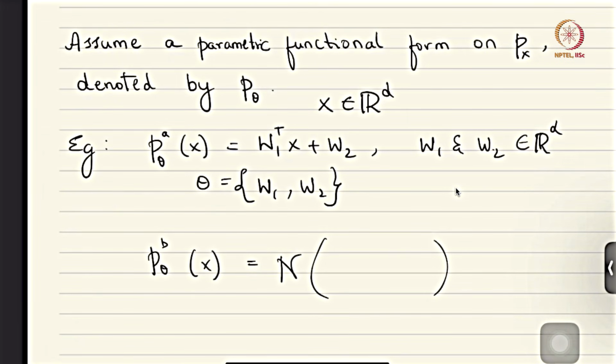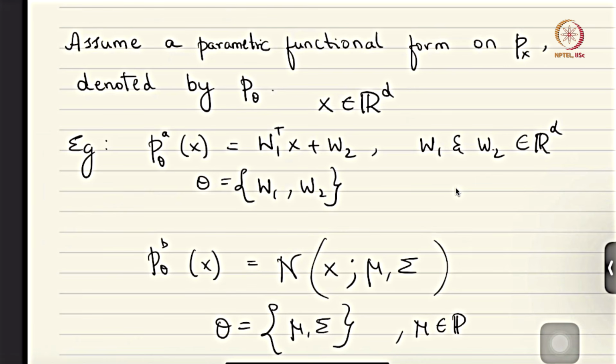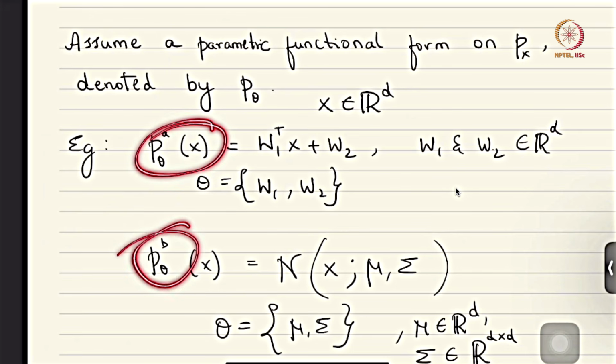So it can be a Gaussian distribution, which has parameters mu and sigma. In this case your theta is the set of mu and sigma, where mu is a vector in Rd and sigma is a matrix in R d by d. Correct? This is a Gaussian distribution and so on. So this is your model choice.